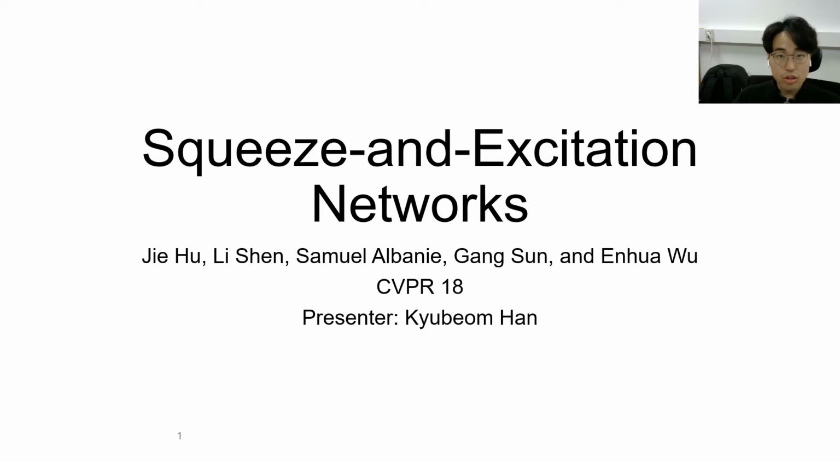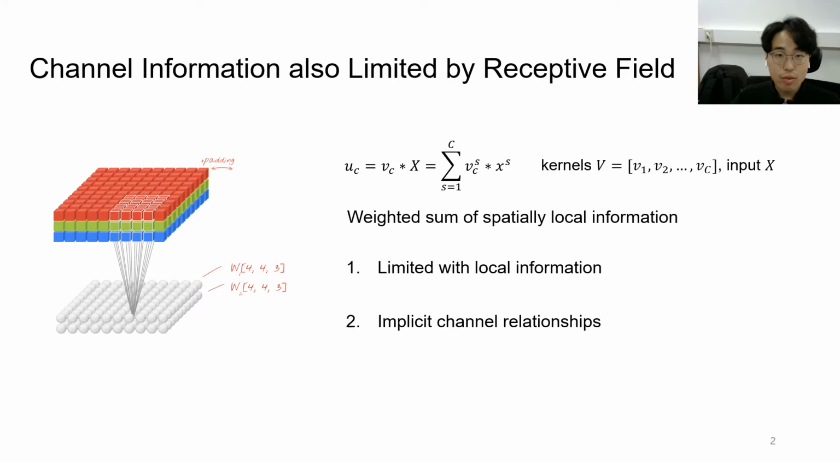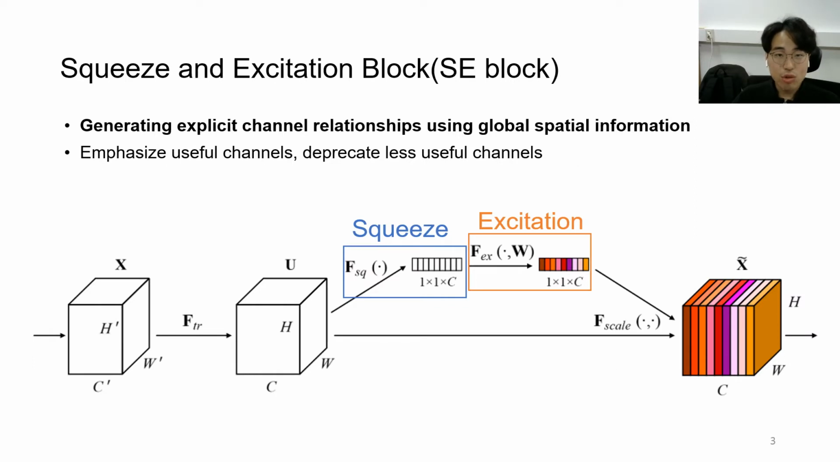Hi, I'm here to introduce you to a paper, Squeeze-and-Excitation Networks, which is a famous paper about channel attention for CNN baselines. In convolutional neural networks, the relationships between channels are expressed as the weighted sum of spatial local information of channels. This limits the channel-wise relationships to local information and makes the relationship implicit, which makes it hard to understand.